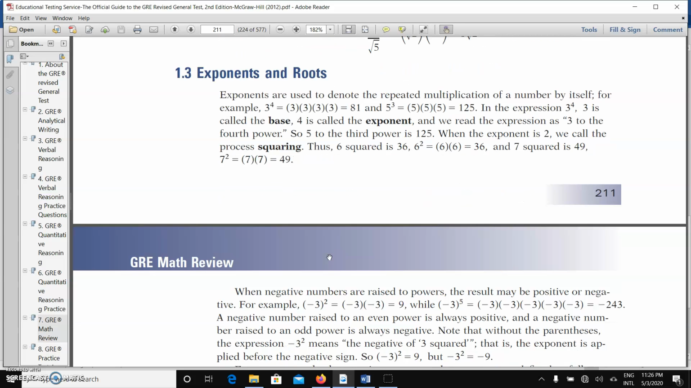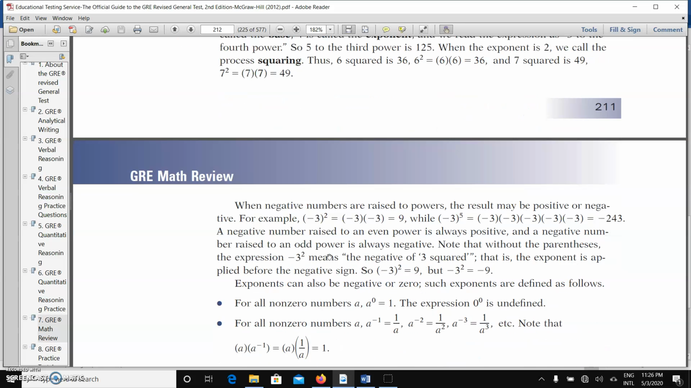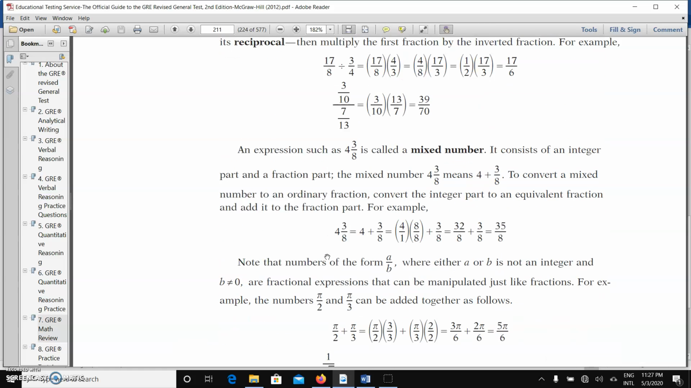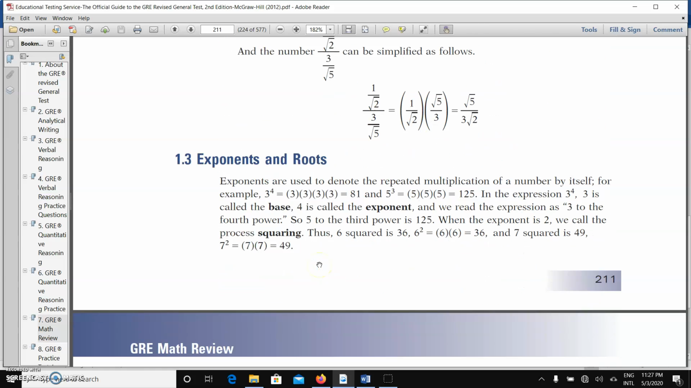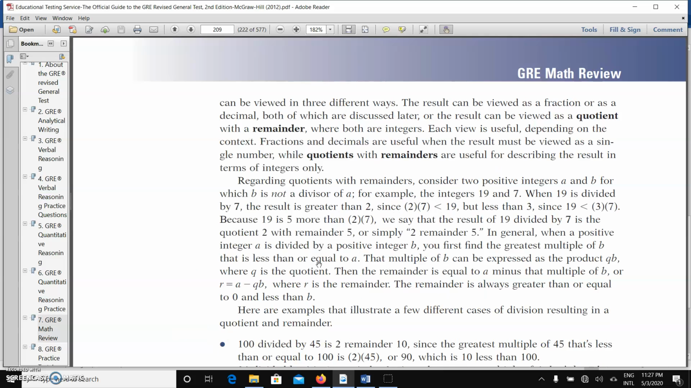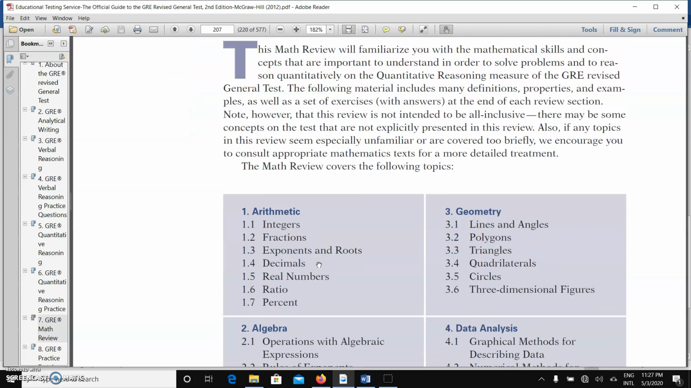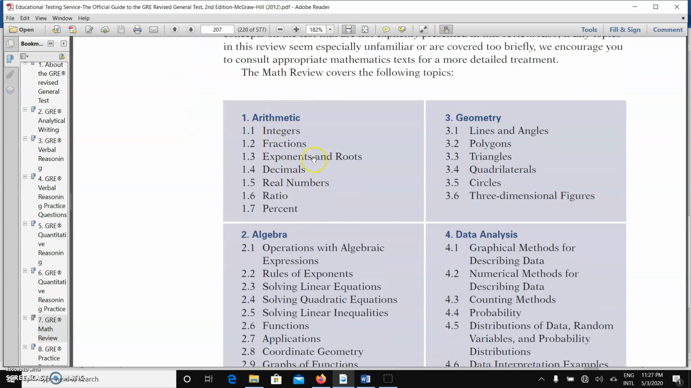So in the next video I'm talking about exponentials and roots. I'll give you this material to read. Really, you should read it yourself because you get the best out of it yourself. That's what I will do for you. So far I've been able to do some stuff, and we'll continue. But for now, we still have a long journey to go with this mathematics. Let's talk about exponentials, decimals, real numbers, ratio, percentage, stuff like that.